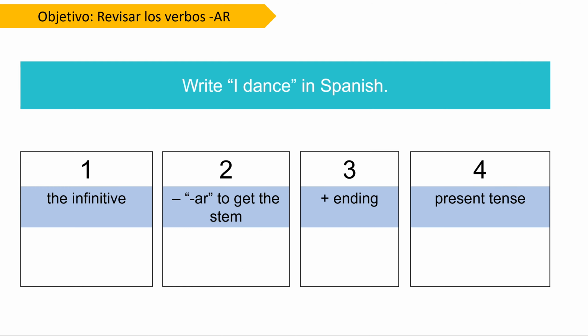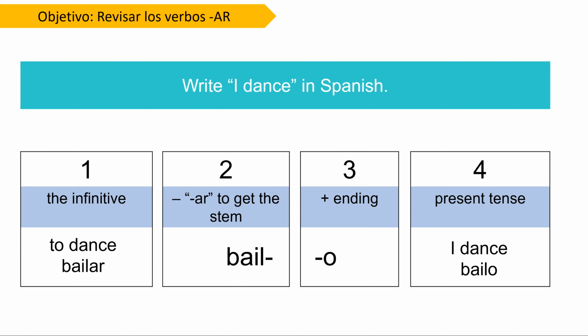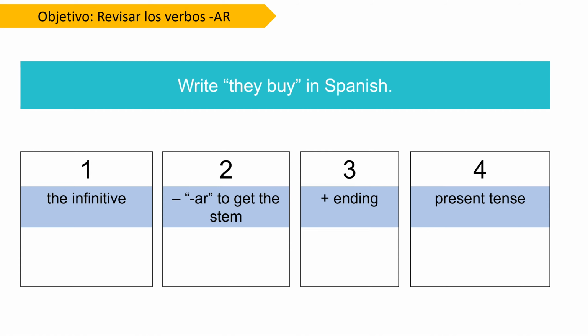Okay, so let's work through writing a specific one. I want to say I dance in Spanish. First thing, I get my infinitive, bailar. Take off my AR to get the stem, add my ending, which is o for I dance in the present tense. I dance, bailo.